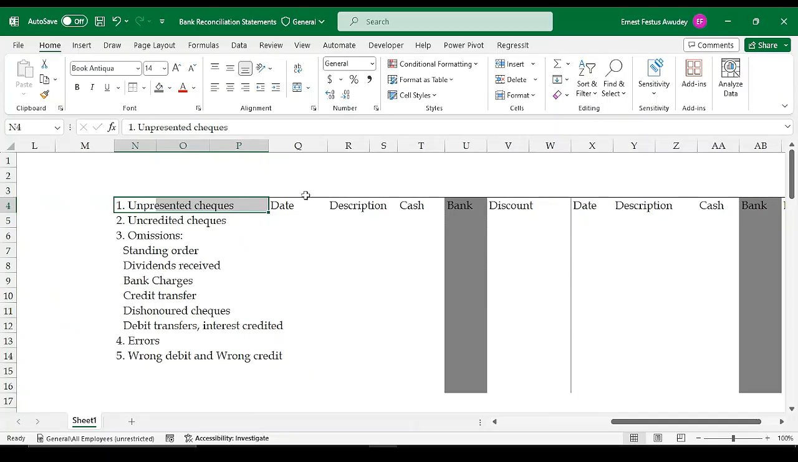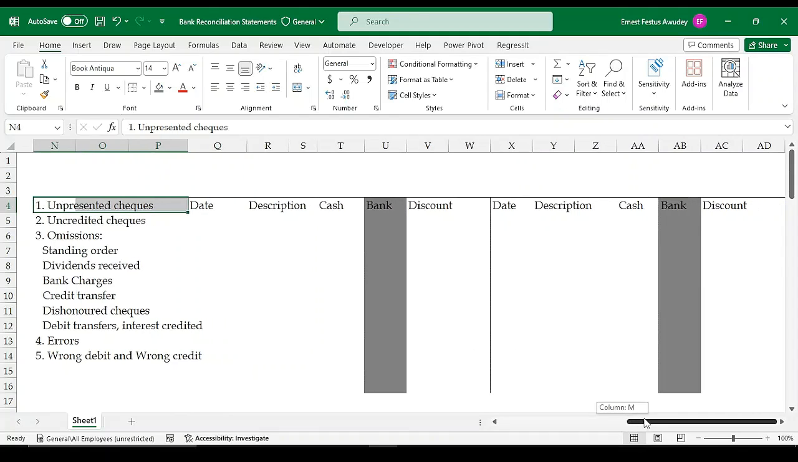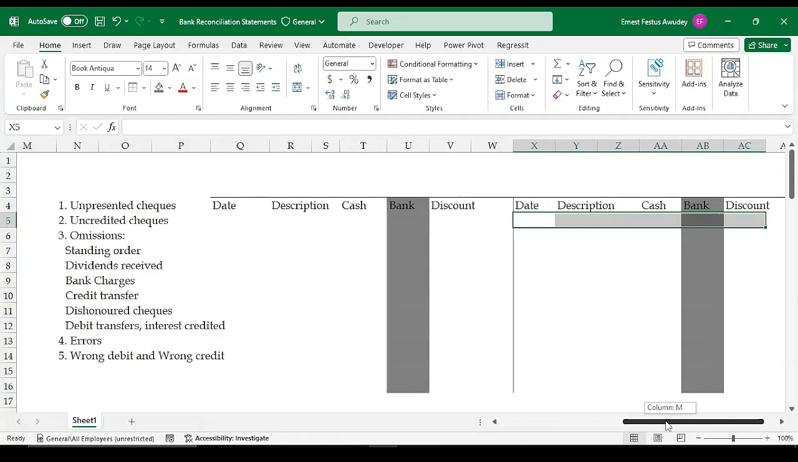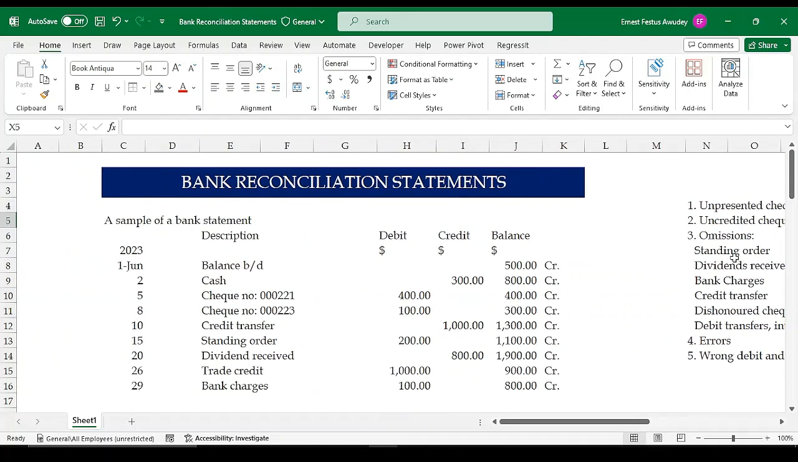These checks are issued to suppliers, which means we want to pay our suppliers by issuing checks. We have issued the check. This is the business issuing the check. Therefore, it has recorded it under the credit column of the cash book, the credit side of the cash book. And the supplier is yet to present the check to the bank for payment.